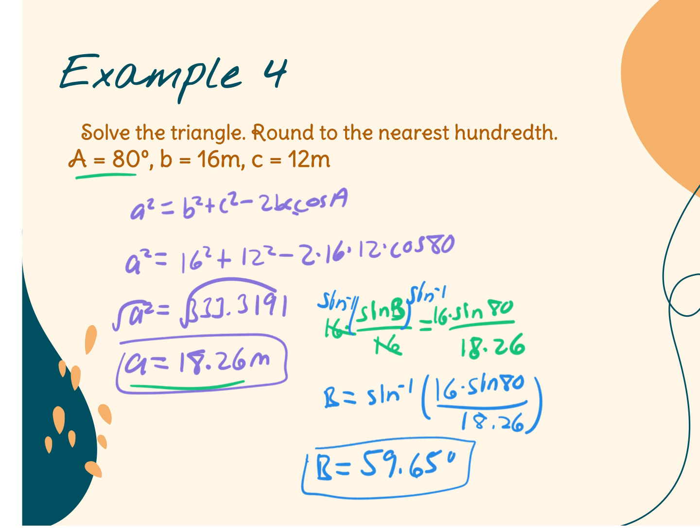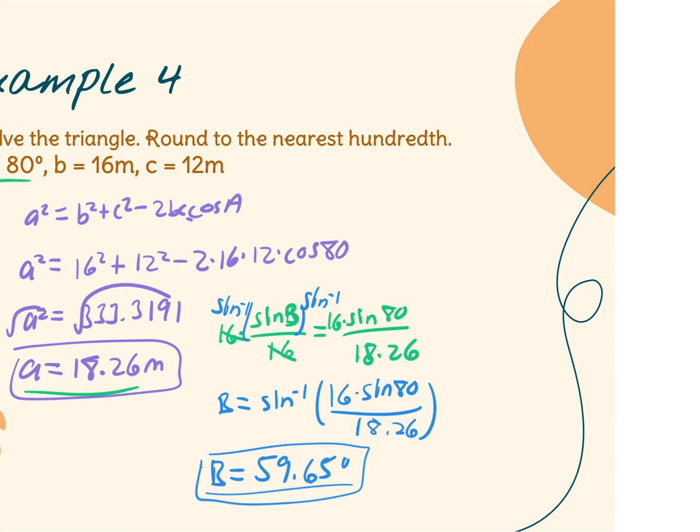Now we have two angles: I have angle B, and we were given angle A. We can easily find angle C just by subtracting from 180. So for angle C, I'm going to do 180 minus 59.65 minus 80. Then for angle C, we get 40.35 degrees. And that solves the triangle.